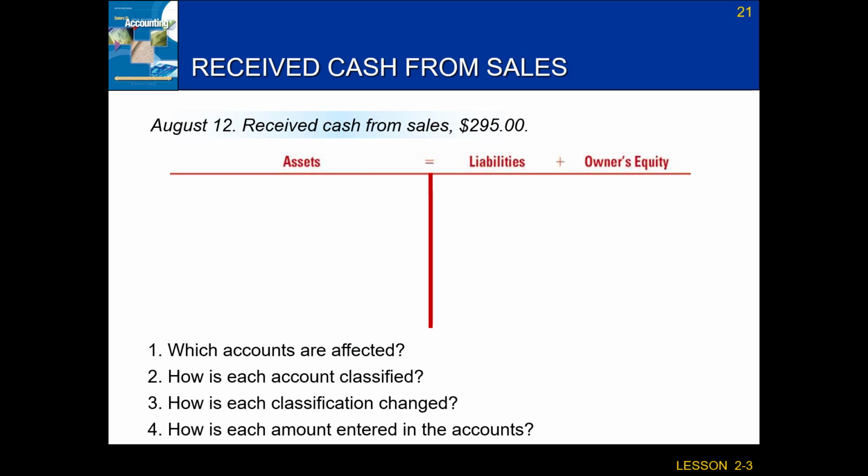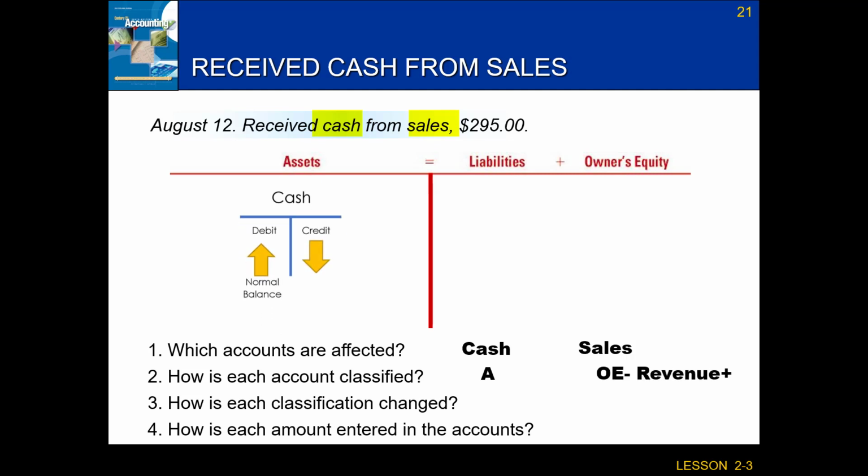So let's practice what this looks like with a transaction. On August 12th, we received cash from sales. So first, I'm going to ask which accounts are affected. I have my keyword of cash, and I have my keyword of sales. How do I classify each account? Well, cash is an asset, so we'll drop that there. Sales is an owner's equity. Specifically, it's revenue. So we'll drop that there. Remember, the sales account T is within the increased owner's equity T.